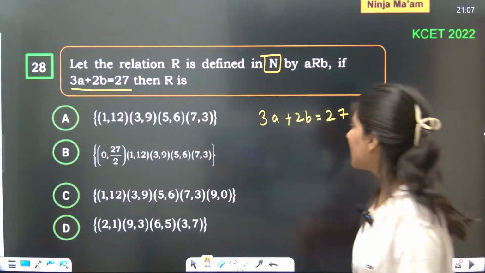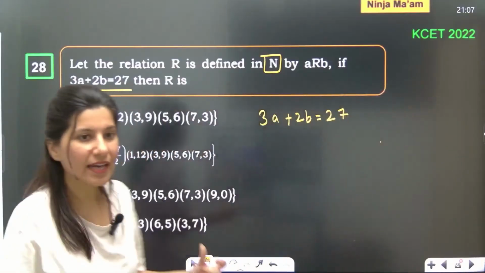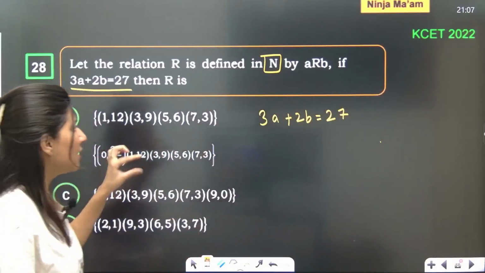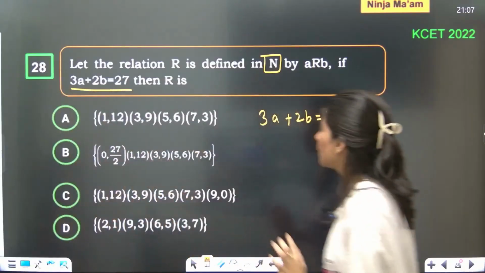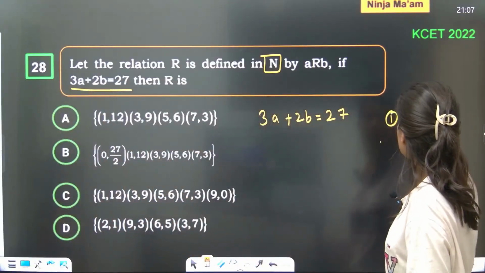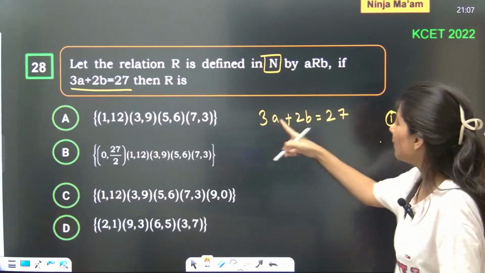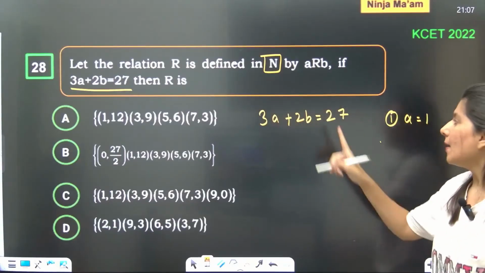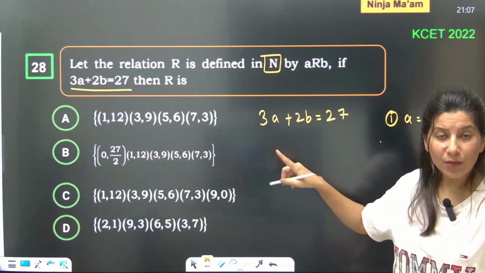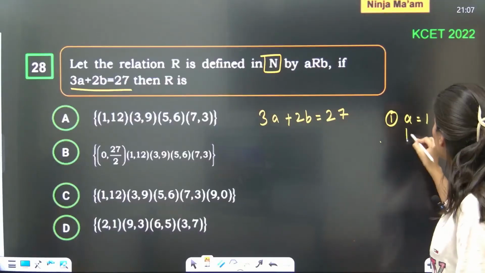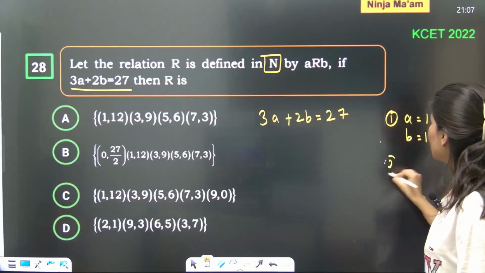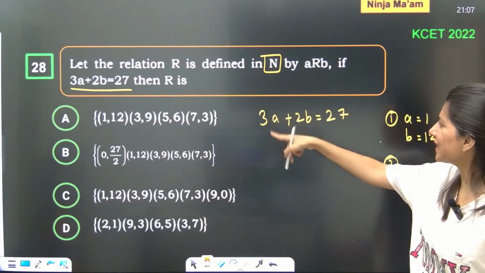Now, as per the question, we need to check what kind of relation this is. So if I put A is equal to 1, what are we going to get? Put first A is equal to 1, so your 2B will be equal to 24, so B is 12. Second, put A is equal to 2, so 3 2s are 6.